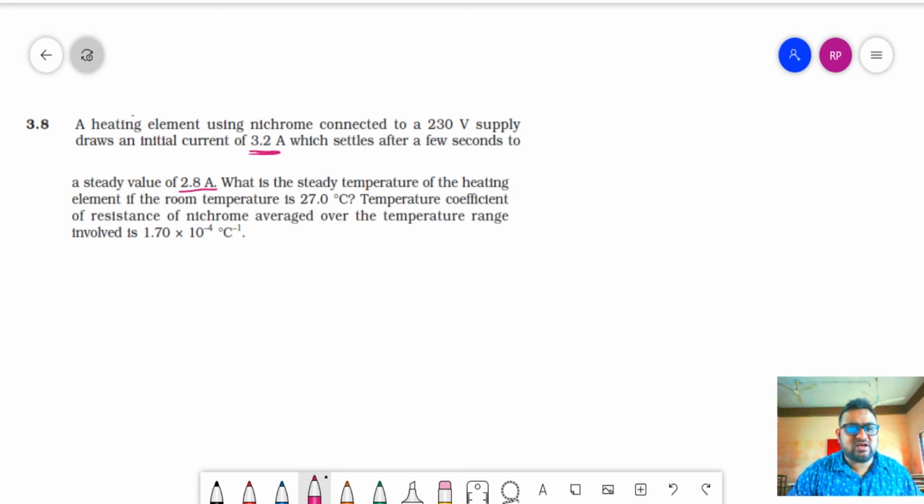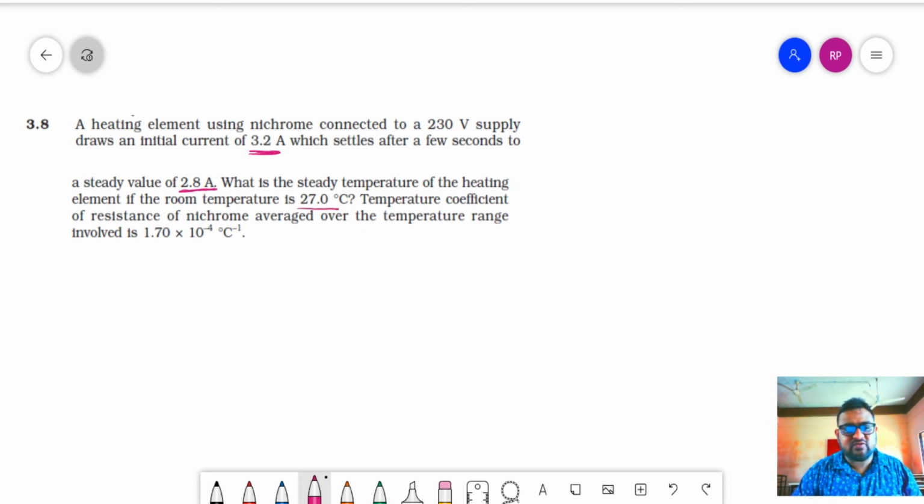When initially the current starts, the nichrome wire was at room temperature. Now, as current flows, heat is generated, I square RT, and due to that, the temperature of the nichrome wire rises. And as the temperature rises, the resistivity increases, and due to that, the current decreases. Finally, it settles at 2.8. Right? What is the steady temperature of the heating element if room temperature is 27 degrees?